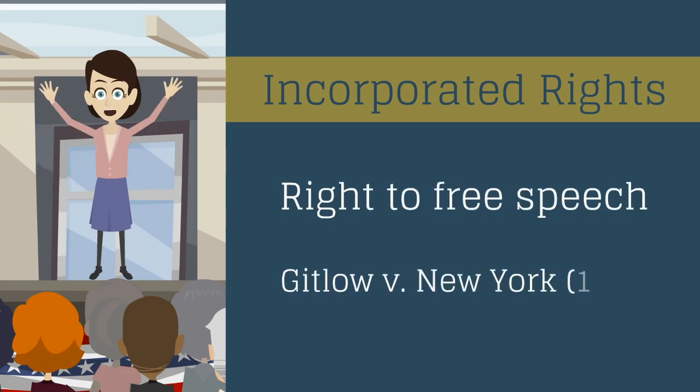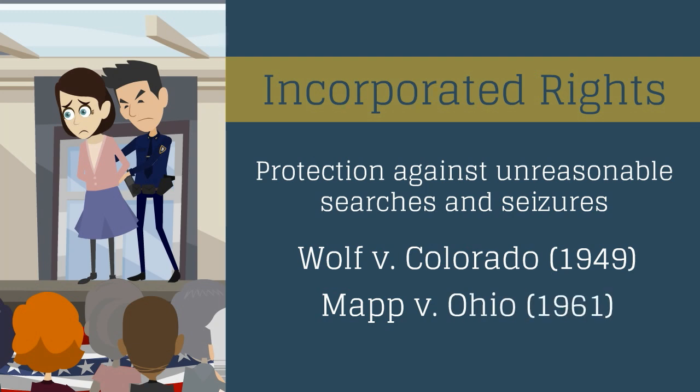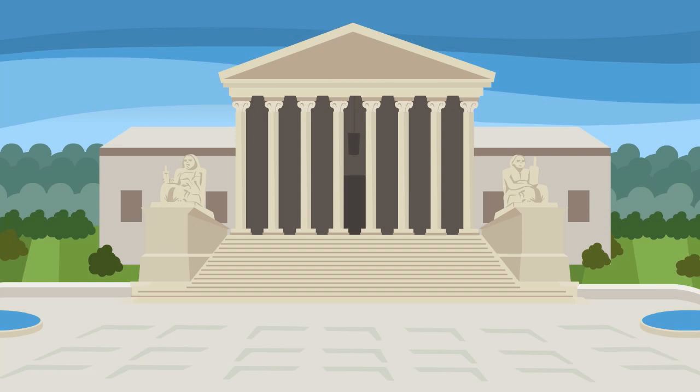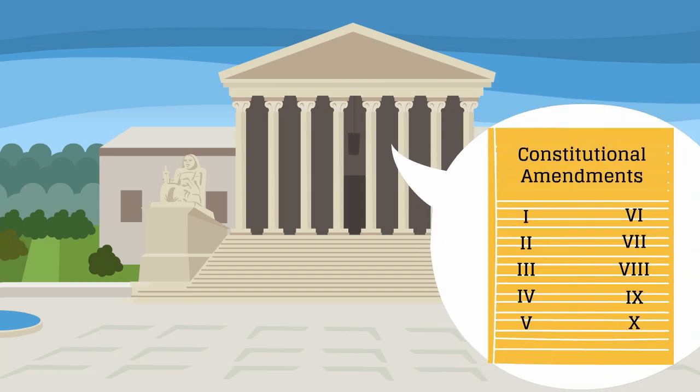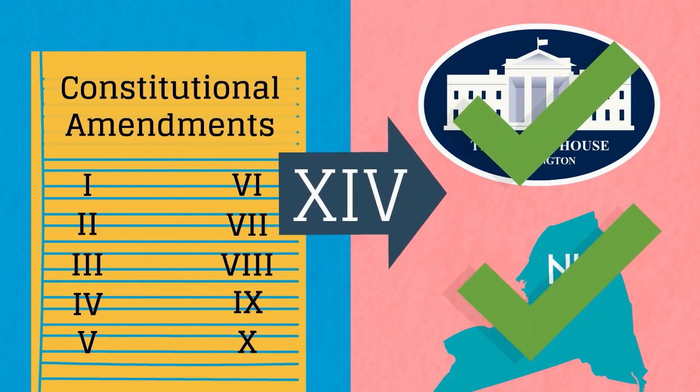For example, the Supreme Court found that states cannot take away people's freedom of speech. The Fourth Amendment protection against unreasonable searches and seizures also applies against the states. Over time, the Supreme Court has found that most of the protections of the Bill of Rights apply against both the federal government and state governments.